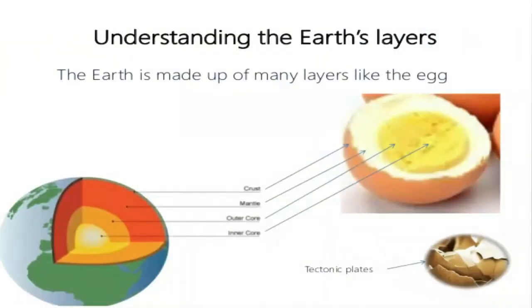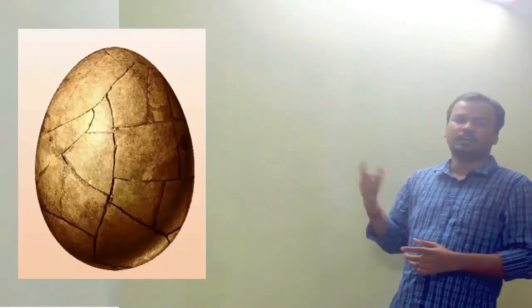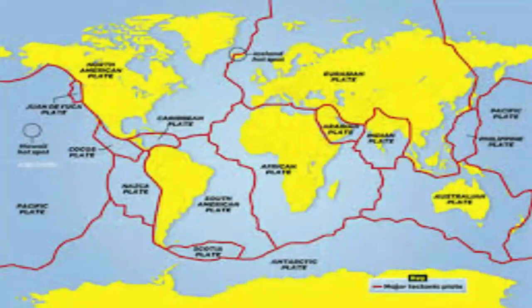So when we are going to eat the egg, we first need to break the outermost shell of the egg, and each of those broken pieces can be assumed to be one of those plates. From this discussion we have understood that the earth's crust is made up of those plates.